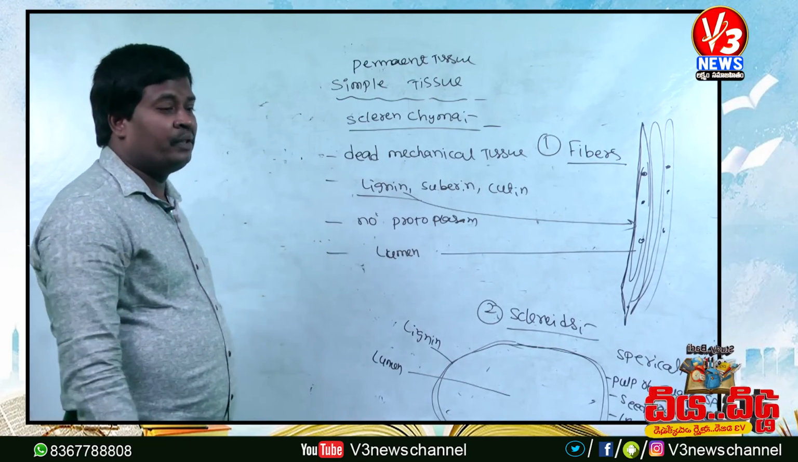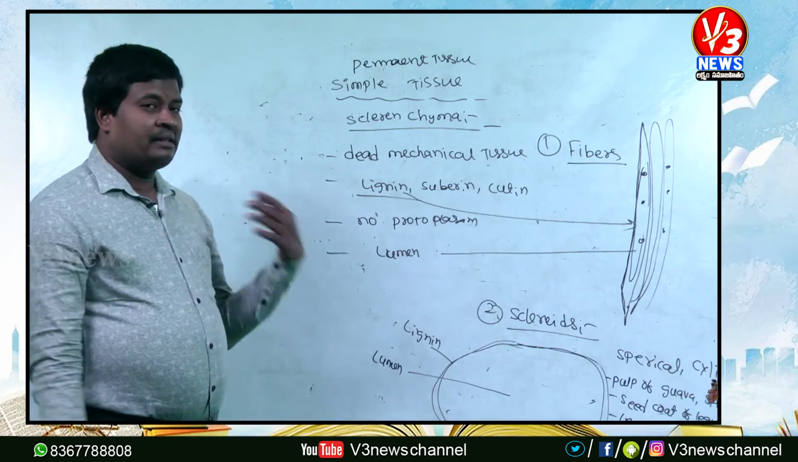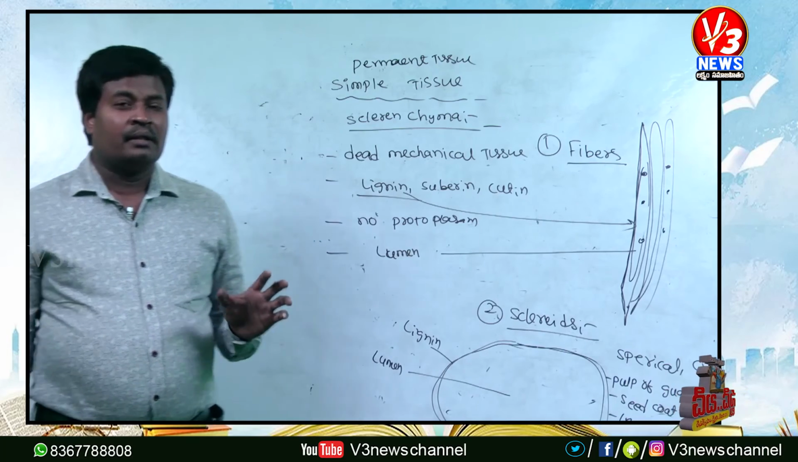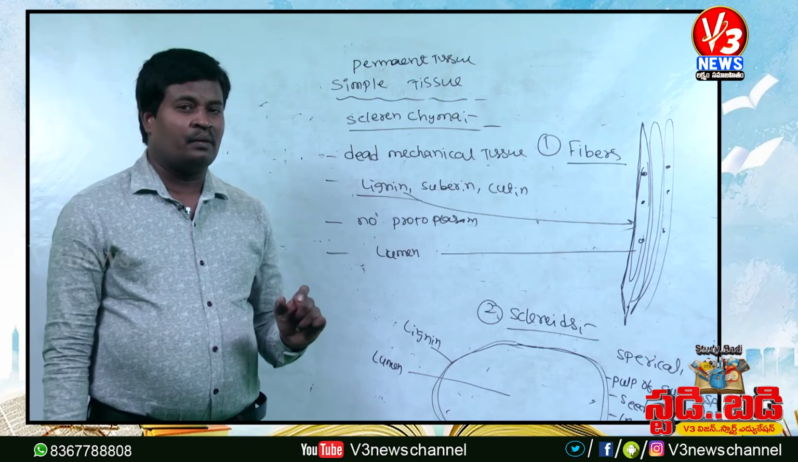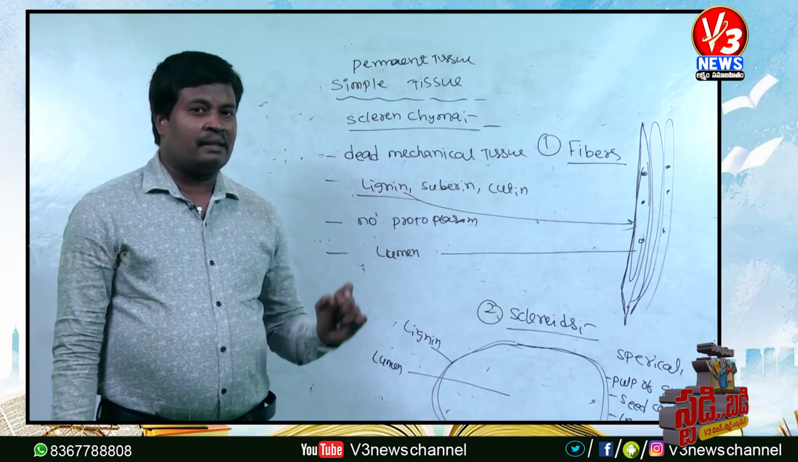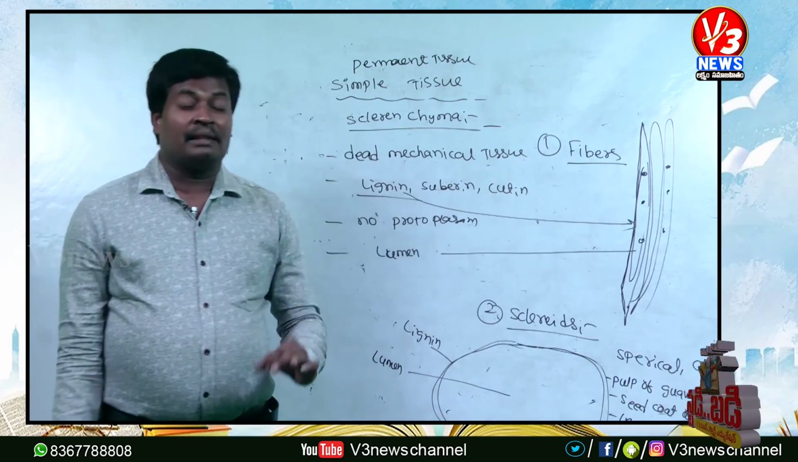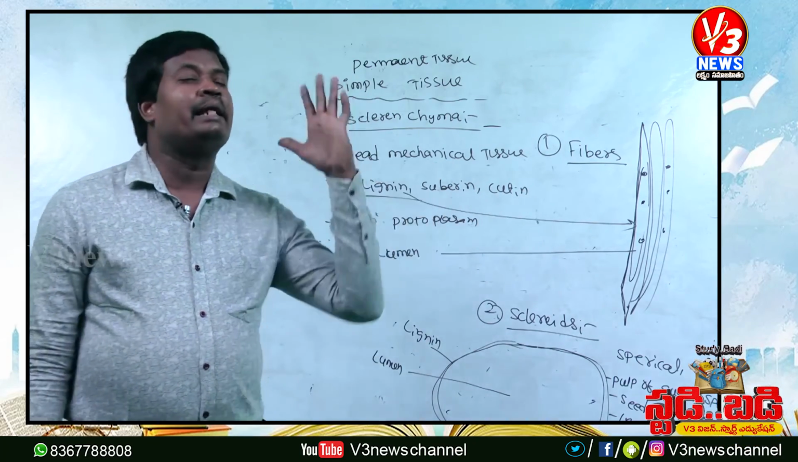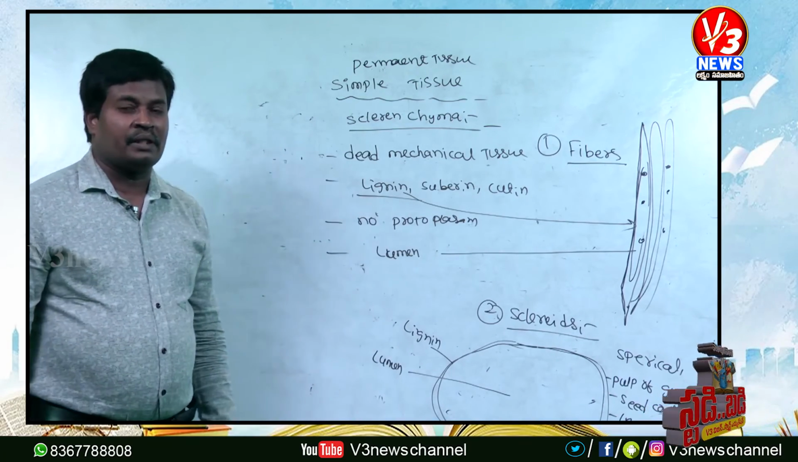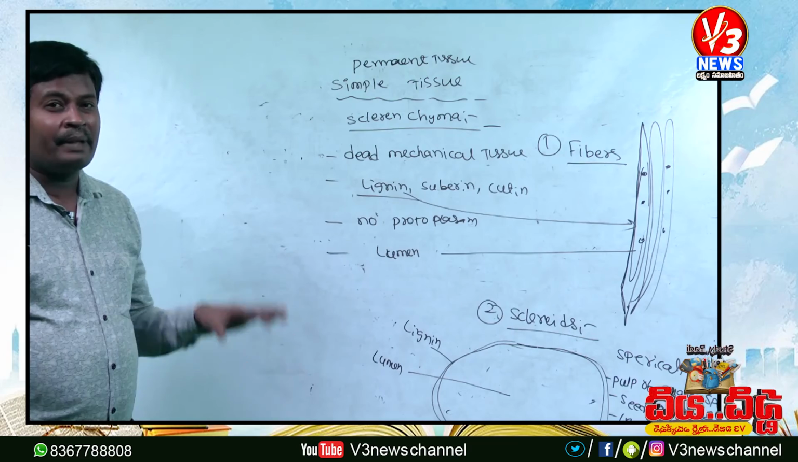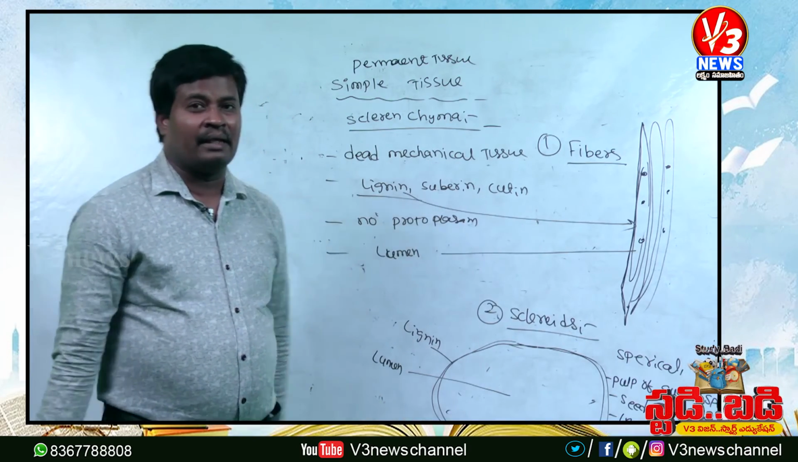How many types of simple tissues? There are three types: parenchyma, collenchyma, sclerenchyma. What is the difference in cell wall deposition? Parenchyma cell walls are made up of cellulose. Collenchyma cell walls are made up of cellulose, hemicellulose, pectin. And sclerenchyma cell walls are deposited by lignin, thick walled deposition. Intercellular spaces are present in parenchyma and absent in collenchyma.